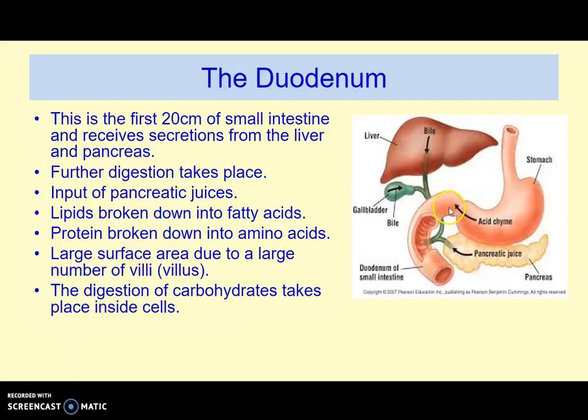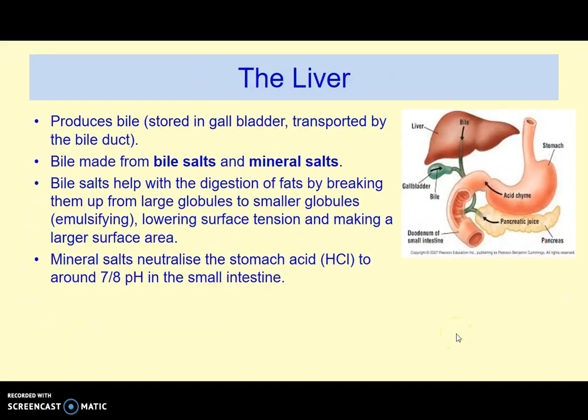Moving on to the duodenum, it's the first 20 centimetres of the small intestine. More chemical digestion is taking place. We've got lots of enzymes coming in here. The pancreas produces lots of enzymes and they go through a little duct that comes into here. Lipids are broken down here, proteins are broken down here, and carbohydrates. There's a very large surface area, and we'll talk about that later. We also have the input of bile, which is very important for lipid digestion. Again, you'll see that later.